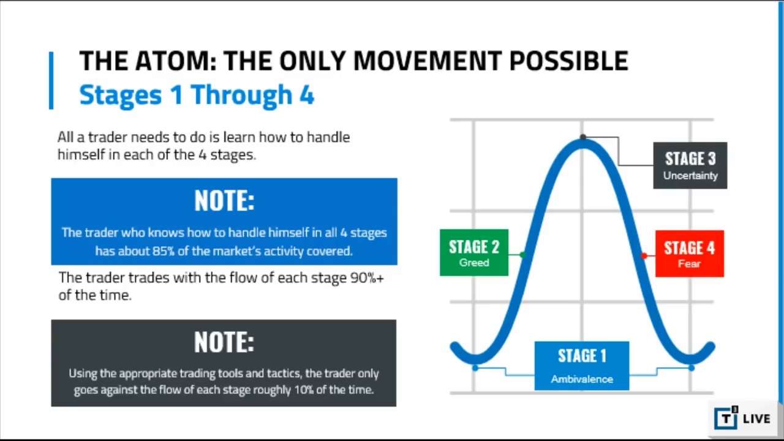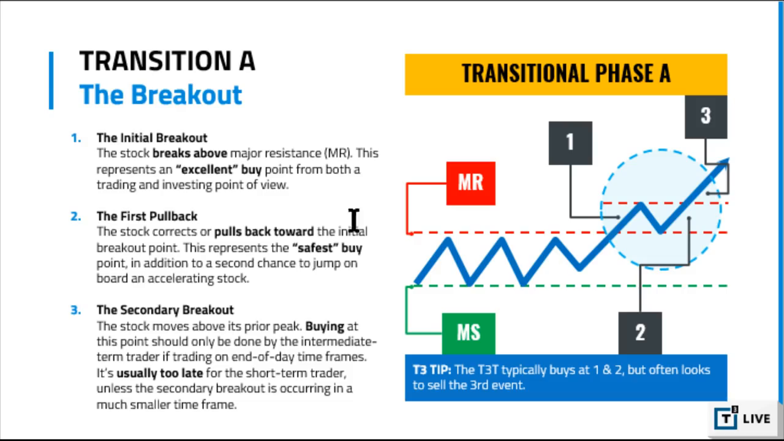Okay, so let me give you a review. So this is the four-stage cycle, the basic unit or the atom. And we said the uptrend is called stage two. The downtrend is called stage four. The sideways base here is called stage one. Sideways base at the top is called stage three. So when stage one breaks out into stage two, that is called the transition A breakout. And we already talked about how to play it in previous lessons.